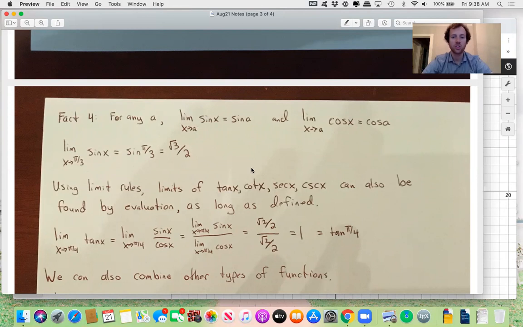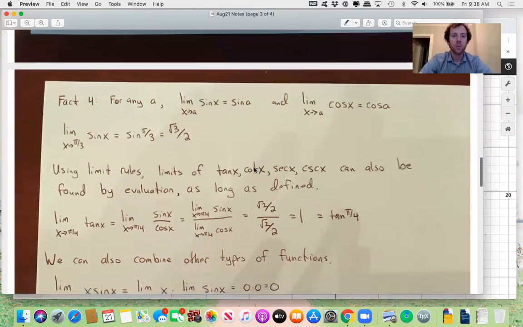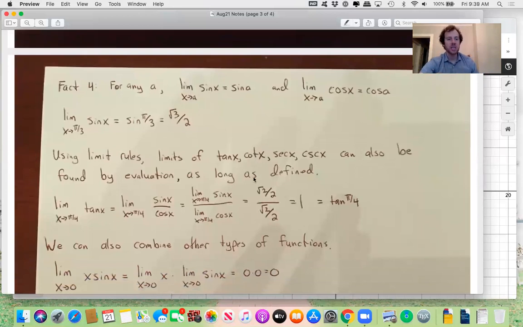Because these functions are all fractions, they all have a bunch of asymptotes. And so asymptotes are their own thing, but as long as you're not at a point where there's an asymptote, you can find a limit by evaluating. With the justification essentially being, we'll do kind of one limit using limit rules, and then know that this always works, so we can just kind of skip past the limit rule part.